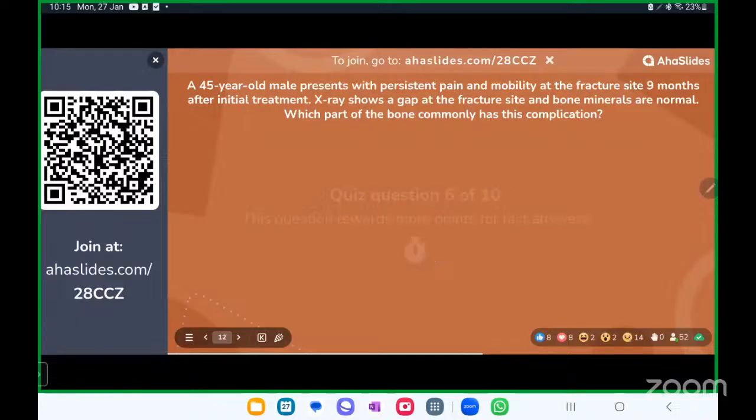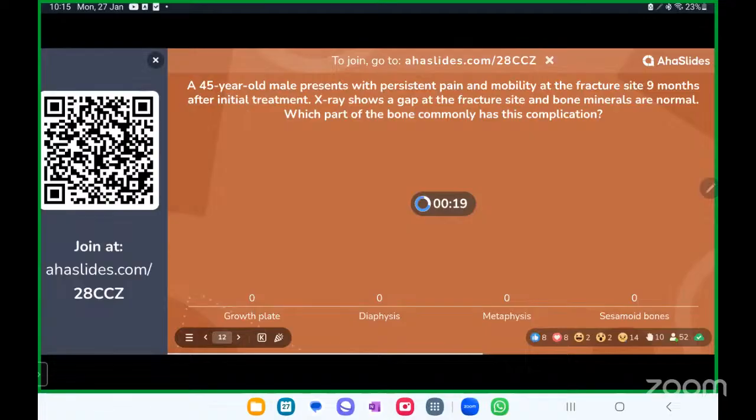Okay, moving on to the sixth question. A 45-year-old male presents with persistent pain and mobility at the fracture site 9 months after the initial treatment. X-ray shows a gap at the fracture site and bone minerals are normal. That is, serum minerals are normal. Which part of the bone commonly has this complication?